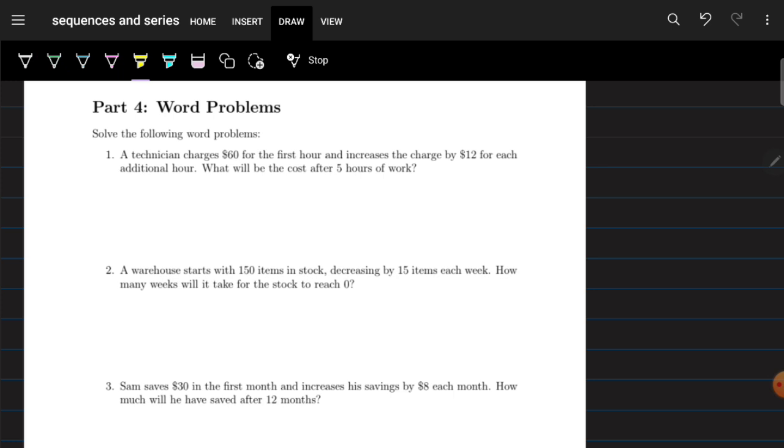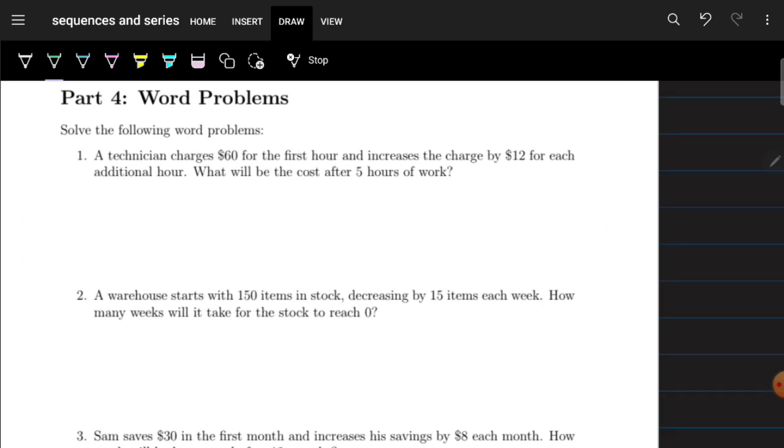Okay, so we're going to recognize that this is an arithmetic sequence problem, right? First hour, they're charging 60. Second hour, it's $12 more, so 72. Third hour, it's going to be $12 more again, so 84, and so on. We don't want to do this by hand though, because 5 is a small number, we could do this by hand and get the answer, but what if instead of 5 they had 50 here? Then it wouldn't be so easy to do it by hand, right? So we're going to use the formula.